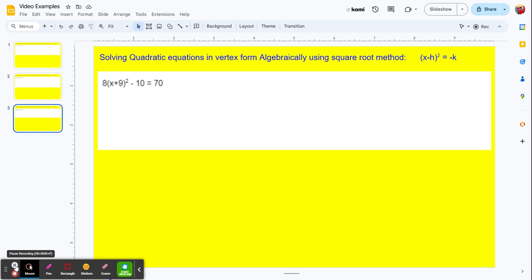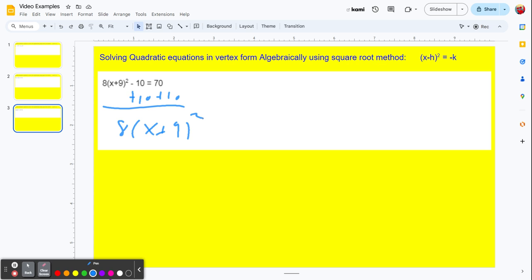If you want to see one more example, we'll do one more here. So we have subtract 10 here, so we're going to add the opposite: plus 10 to both sides. Then we have 8(x plus 9) squared equals 80. Now we are going to divide by 8 on both sides. So we get (x plus 9) squared equals 10.